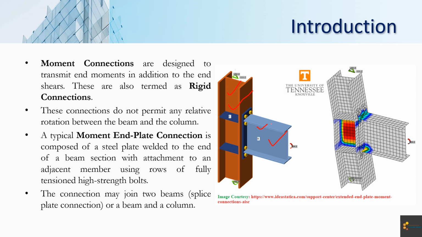So how do we fabricate this type of connection in the field? First, this beam is connected to this end plate, which is a plate of certain thickness, length and width. This plate is connected to this beam. In fact, it is welded, and this welding takes place in the shop or factory itself. Then that welded part, that means now we have this end plate and the beam connected together, is brought to the site, and then it is connected to our columns using these bolts here. So the welding is performed in the factory or shop, and the bolting is performed in the field.